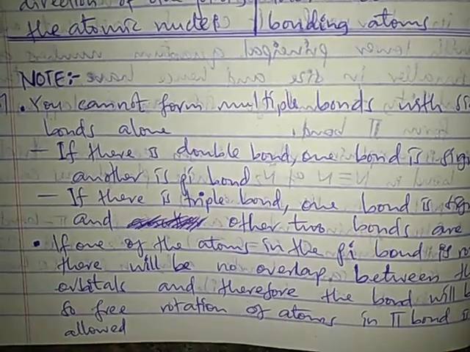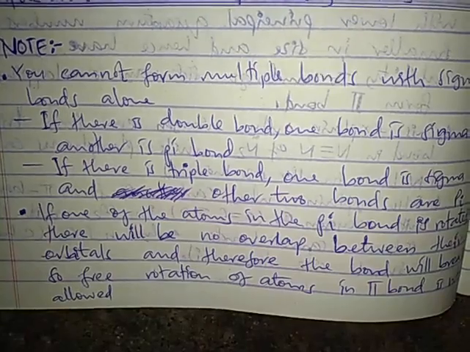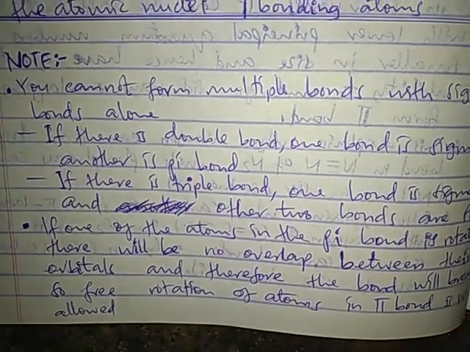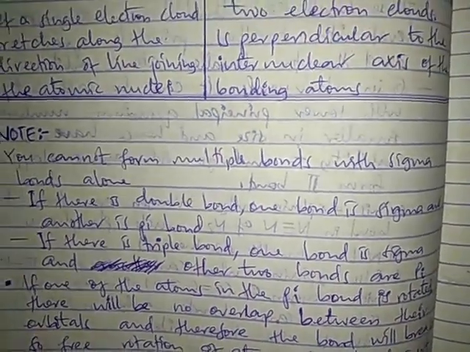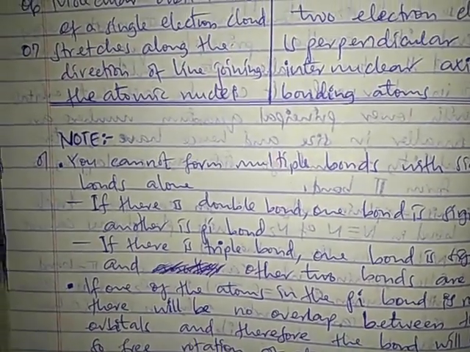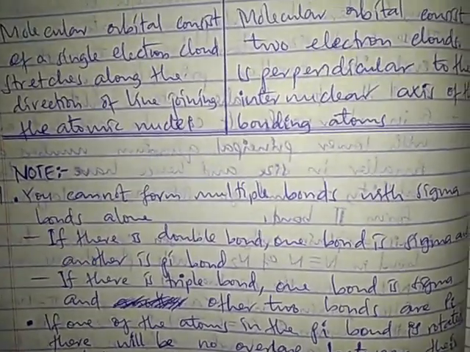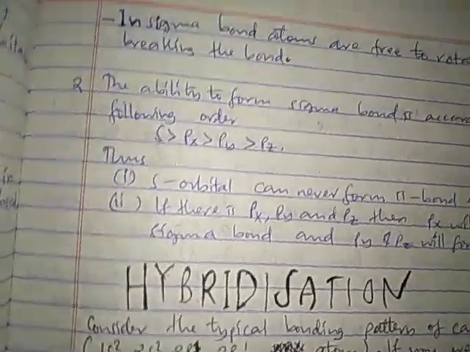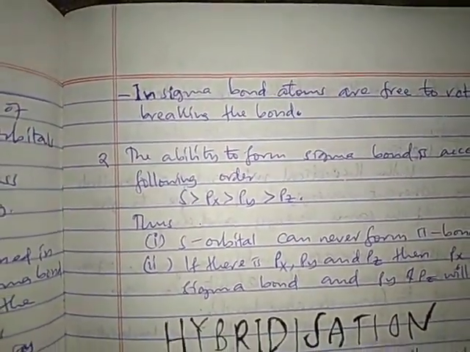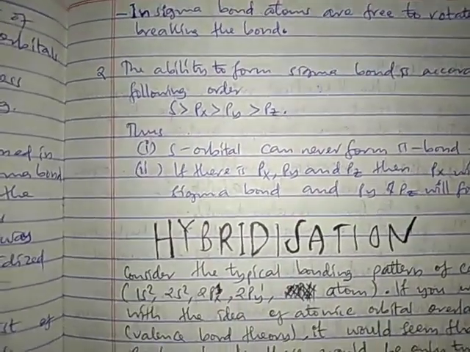If one of the atoms in the pi bond is rotated, there will be no overlap. So if you rotate one of the atoms in the formation of the pi bond, formation will not occur. And in sigma bond, atoms are free to rotate without breaking the bond.